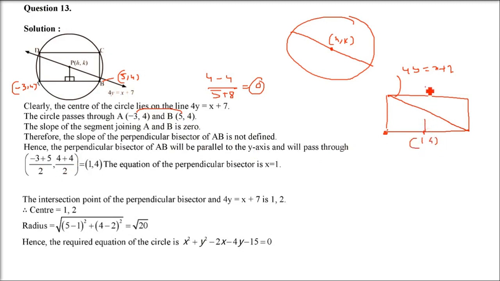And we have found the midpoint by x2 plus x1 by 2 and y2 plus y1 by 2. That is 5 plus minus 3 by 2 and 4 plus 4 by 2. What is the slope? As I said, it is 0. And what will be the equation of the perpendicular bisector? How do you get it? As I said, this AB is parallel to x-axis. So of course the perpendicular on it will be parallel to y-axis.